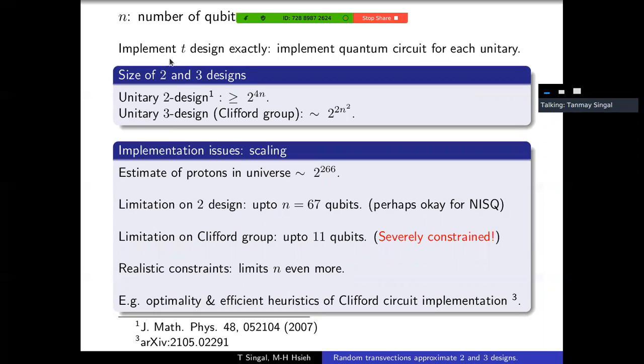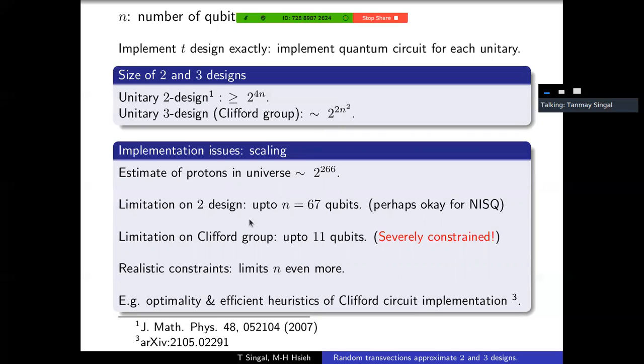If the number of qubits is n, then let's look at the scaling. For a 2 design, the number of elements is 2 power 4n, whereas for the Clifford group, which is a 3 design, the approximate number of elements is 2 power 2n squared. Now let's compare this with the estimated number of protons in the universe, which we will assume is our limitation. That is 2 power 266.